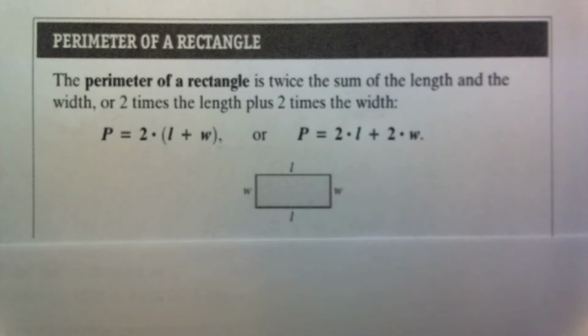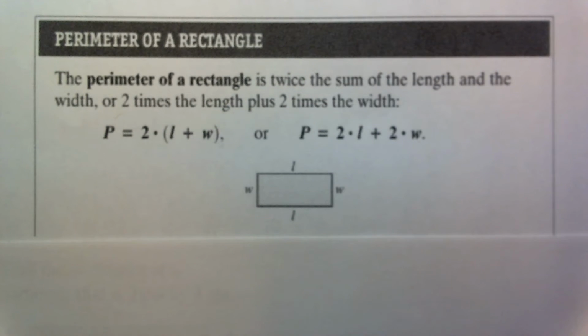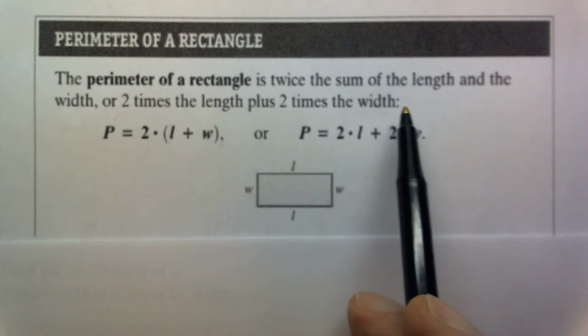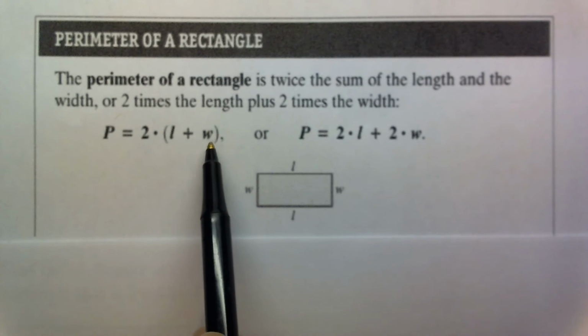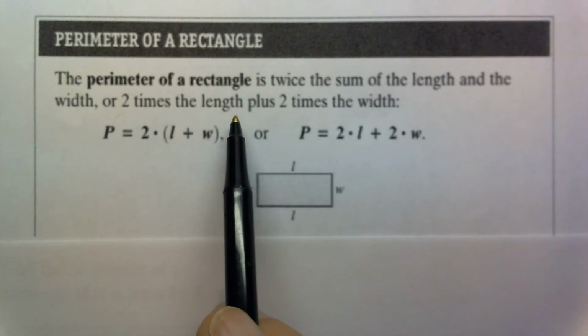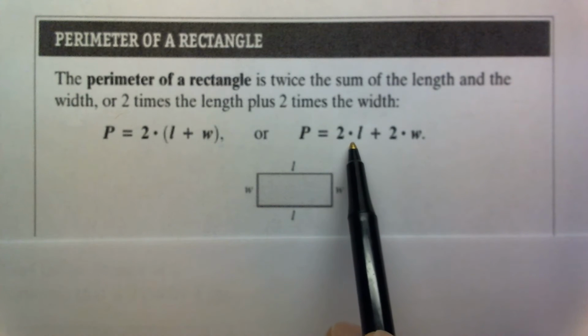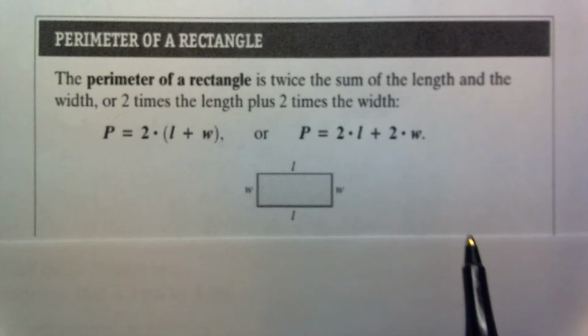The perimeter of a rectangle is very easy to calculate. It is simply twice the sum of the length and the width. Or 2 times the length plus 2 times the width. Either way, it's the same. You get the same number.